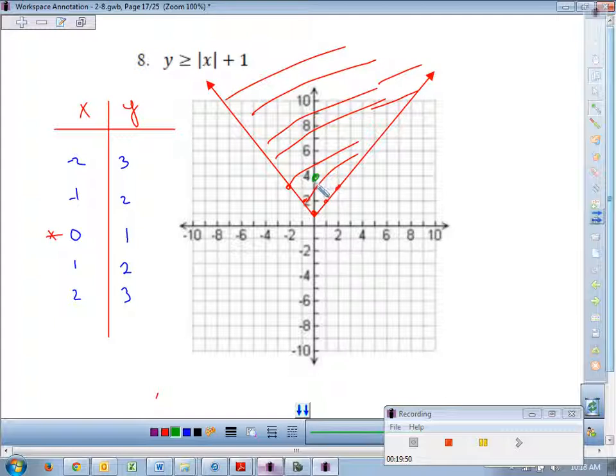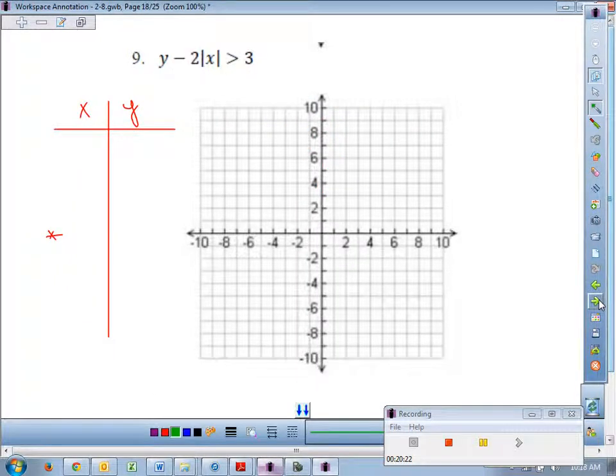Would this point of 0, 4 satisfy the situation? What do you think? 0, 4, would it make it true or not true? Well, did we shade in there? So should it work or should it not work? Well, let's see. I'm putting 0 in for x, and what in for y? 4. What's the absolute value of 0? Add 1 to it. Is 4 greater than or equal to 1? That point satisfies the situation.